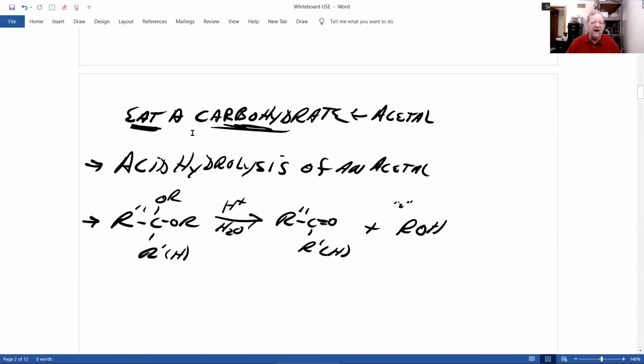When you eat a carbohydrate, the functional group that holds glucose together in starches is an acetal. Therefore, you have acid hydrolysis of an acetal. That's how you describe what happens when you eat a carbohydrate with words. And the general reaction is acetal or ketal, acid and water. You get back the aldehyde or ketone plus the alcohol you would have used to make that acetal or ketal. In this case, it's glucose where both of those are connected together.